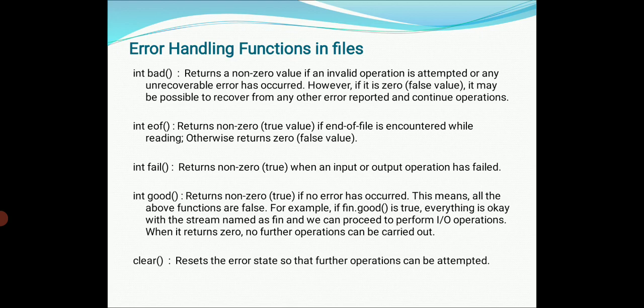Int good returns a non-zero value if no error has occurred. This means that all the above functions are false. Then the last function is clear. It resets the error state so that further operations can be attempted. These are all the error handling functions in files.